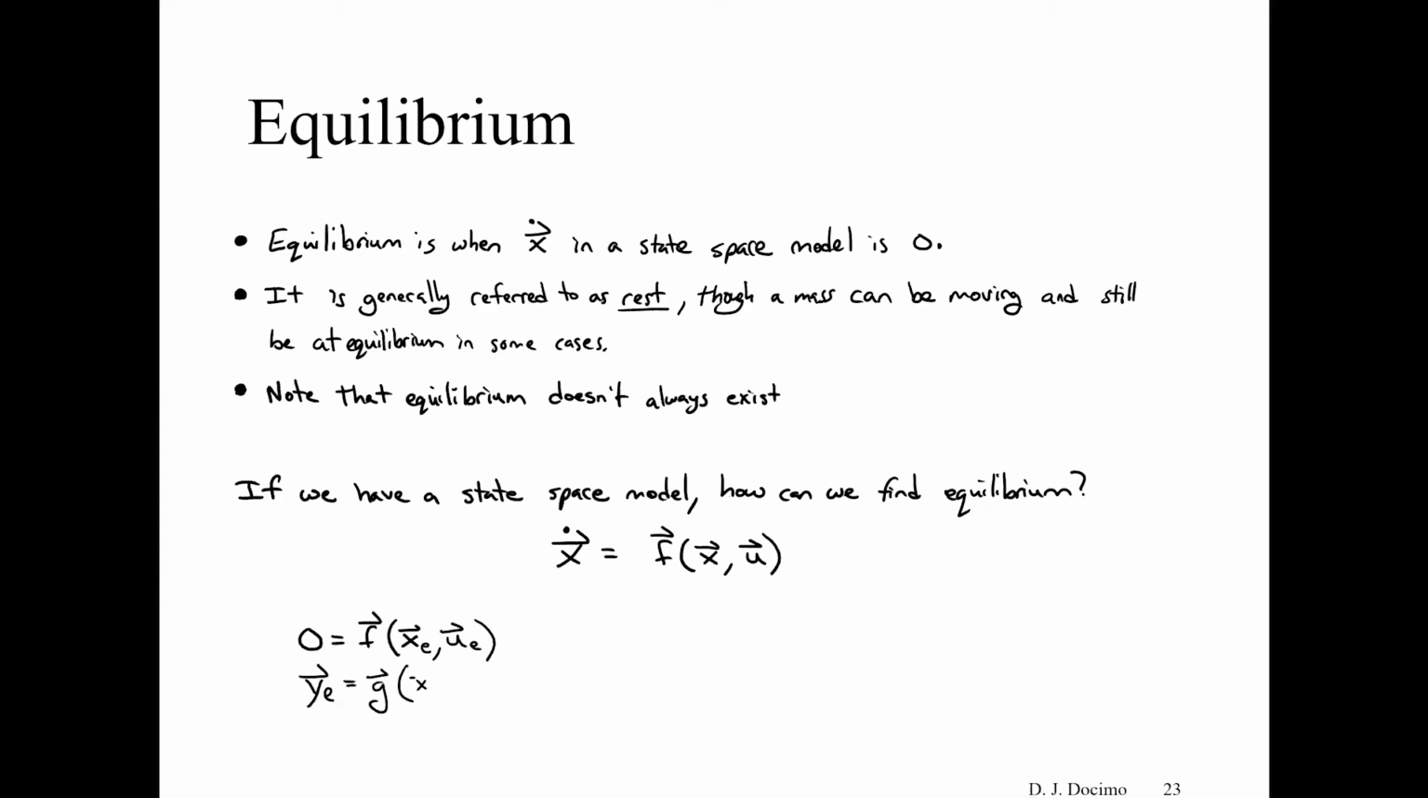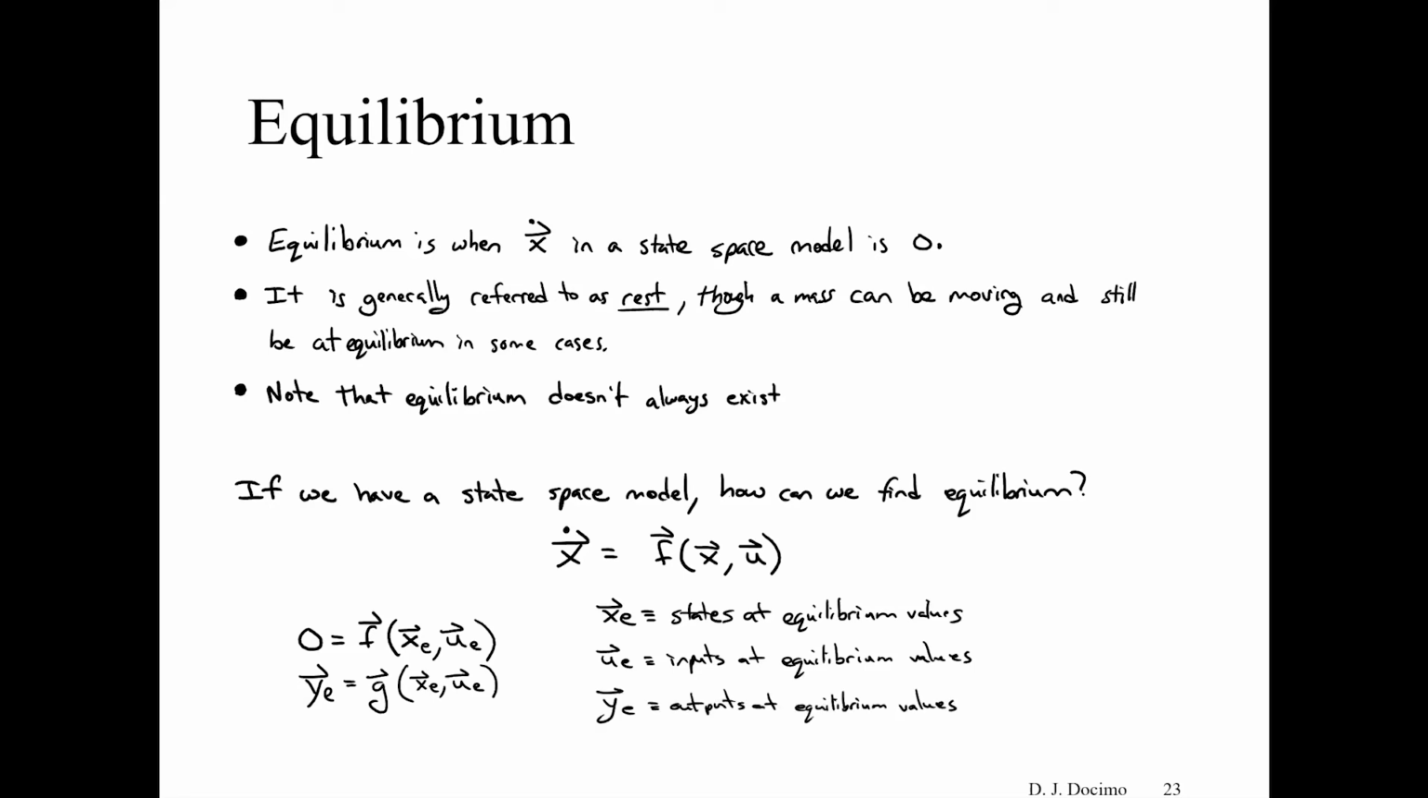And then all we're going to do with our state space equation is set that x dot equal to 0. Our equilibrium terms are going to be x vector e and u vector e. So x vector e is our states at equilibrium values. u vector e is our inputs at equilibrium values. Sometimes we can actually decide what those are. And then y vector e is our outputs, those are our outputs at equilibrium.